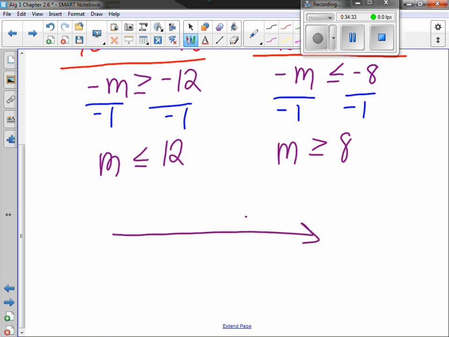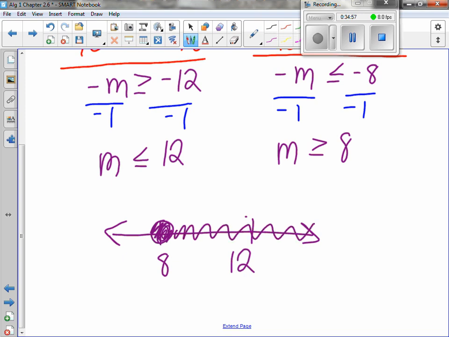So I'm going to graph it. Negative 8. Not negative 8. 8 and 12. So at 8, it is included, yes? So I would shade it in. And we're shading to the left or to the right? To the right, because it's bigger, yes? I have all this here. Now at 12, we did include it because it's equal to, and we shade to the left.